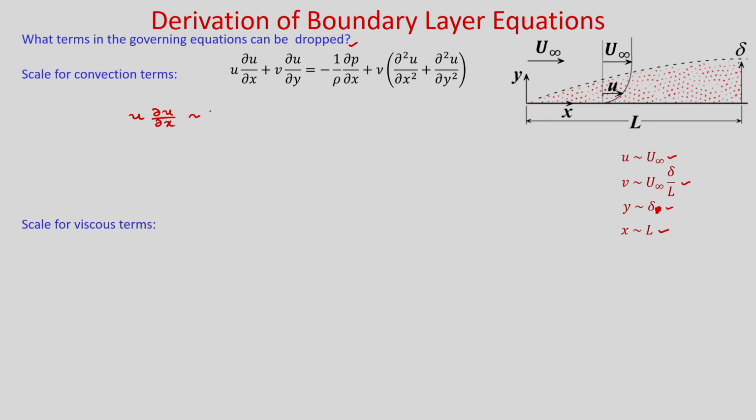Okay. So, what is the order? u is u infinity, this is your u infinity, and this is L. So, that means u infinity squared by L. Now, consider the other convection term, v del u by del y. So, what is the order of v? You see, this is u infinity delta by L, and u is u infinity and y is delta. So, you see this is u infinity squared by L. So, you can see both are of the same order. So, you cannot drop any terms.